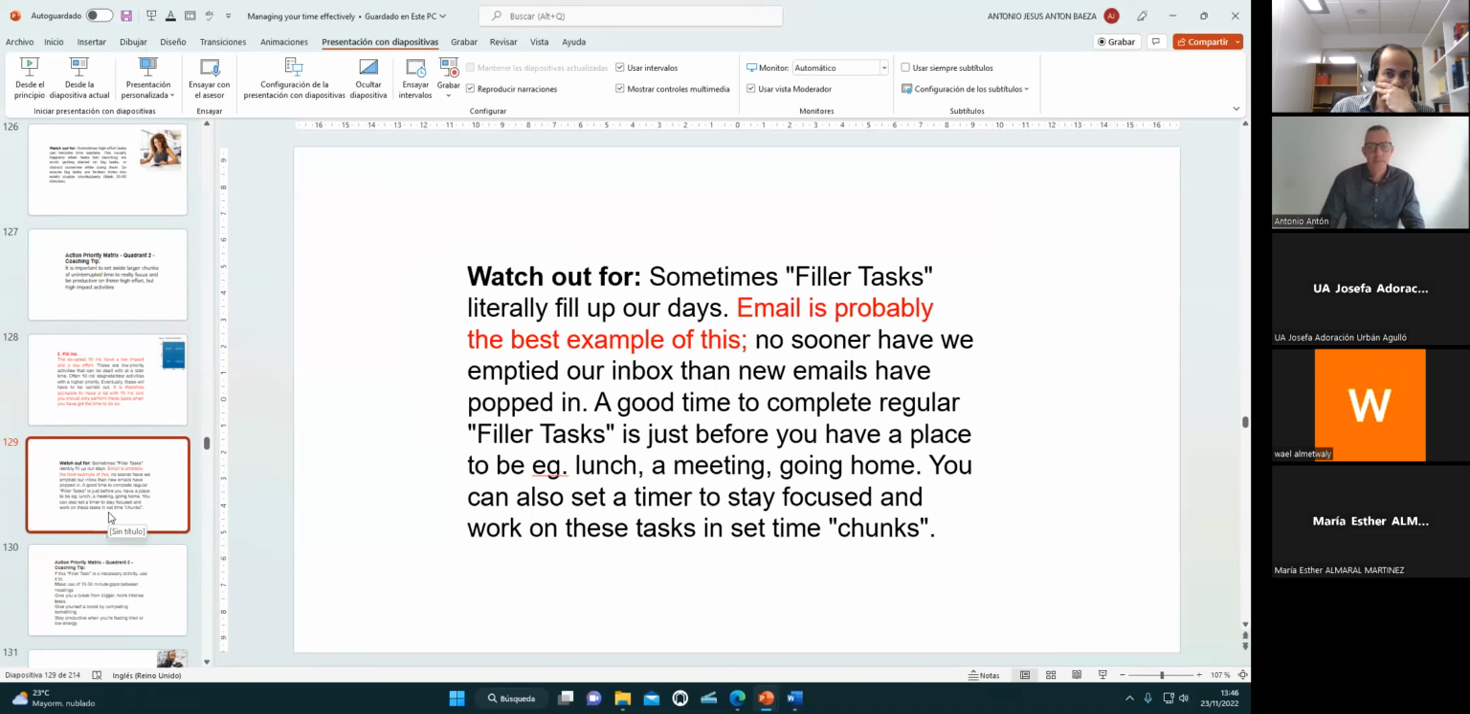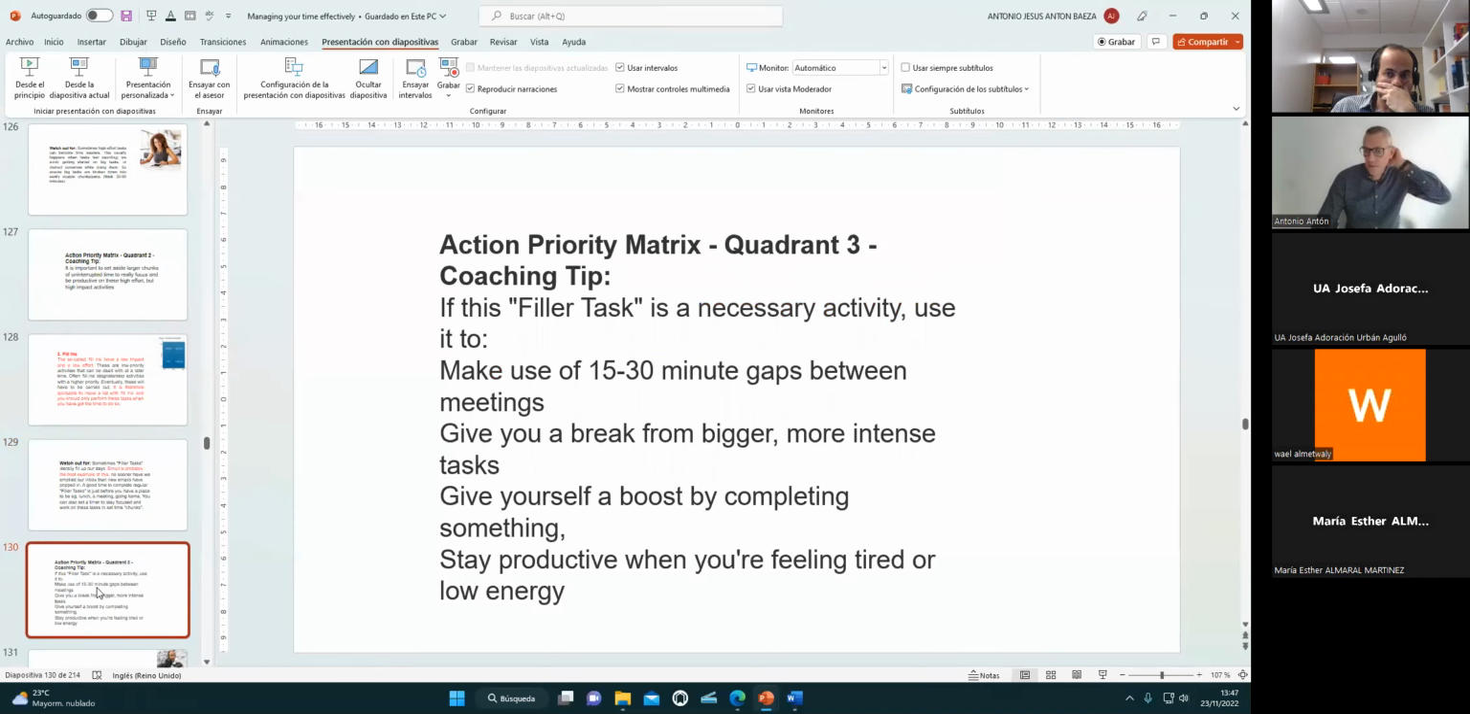Say your email is full and you need to start to respond, or you decided to clean it for whatever circumstances. The recommendation for fill-in tasks is: when you are very low on energy, it's time to start these activities. When you are on a break, for instance, start doing these activities. With 30-minute gaps between meetings, start doing these activities. So this is an activity that involves low impact but low effort.